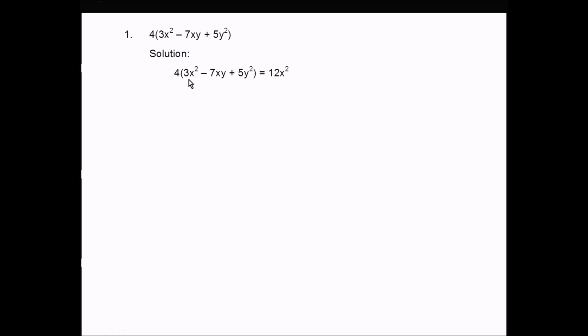So do the first term. There's my 12x squared. Second term, minus 28xy. And the last term, plus 20y squared. And that's all we can do.